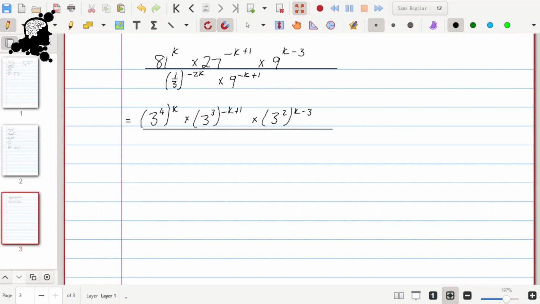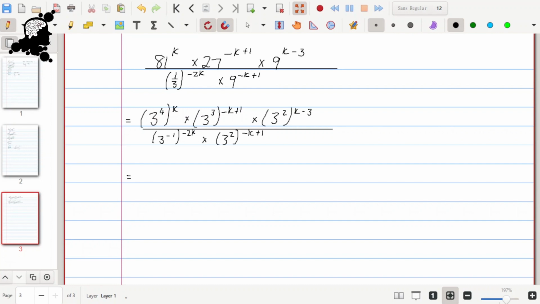1 over 3, I can write this as 3 to the power minus 1. Now you might be asking yourself, why am I writing it like this? Well, first of all, we've got bases of 3 at the top. So why don't we just take this 1 over 3 and write it as a base of 3? Next, 9 can be written as 3 squared to the power minus k plus 1. Our first step is complete. We've written all of our bases as prime numbers.